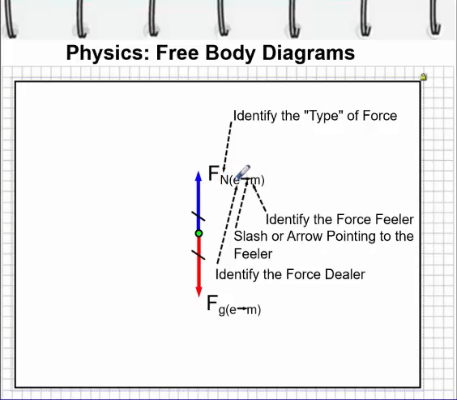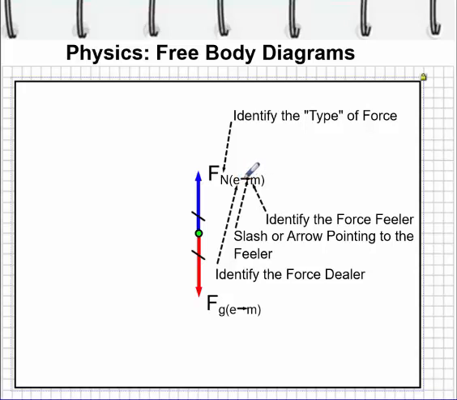The second thing I do is identify the force dealer, what's causing the force. Okay, an object cannot cause a force upon itself. So this one is always going to be what I call the force dealer. It could be the earth, it could be some type of rope, it could be, like I said, a hand, something that's causing the force.